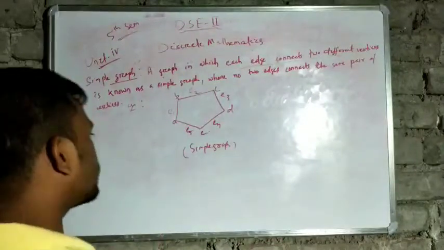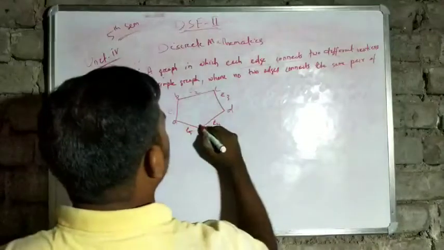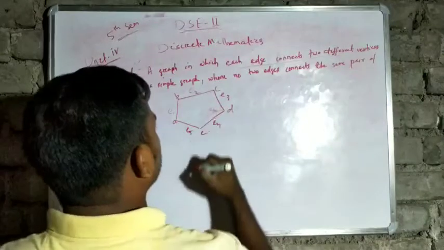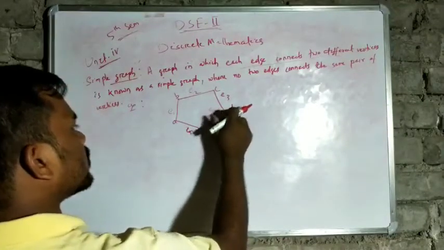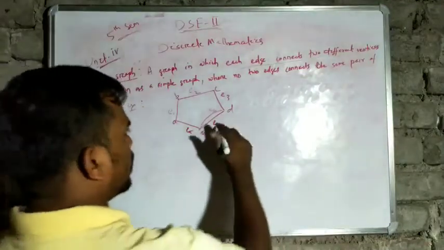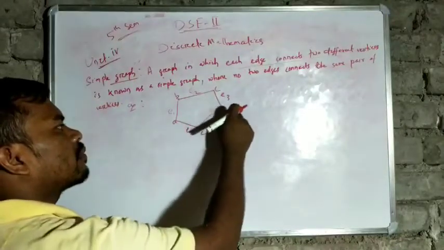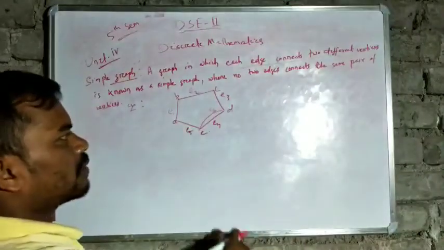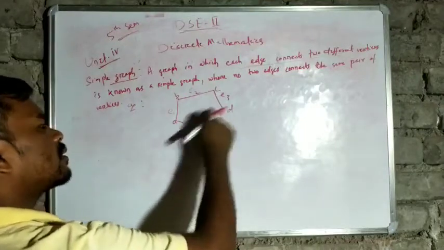Now if we change something here, suppose there is another edge, E6. This is another edge and it connects D to E. So now there are two edges, E4 and E6, that connect the same pair of vertices, that is D, E. E4 connects D to E and also E6 connects D to E.